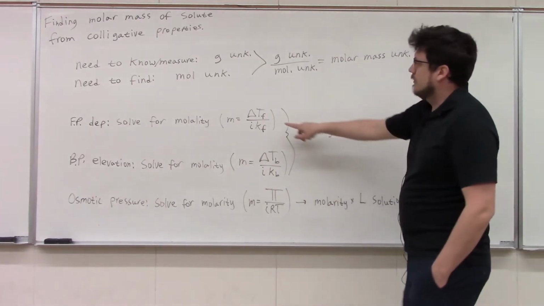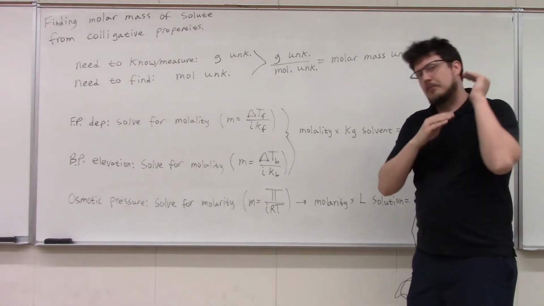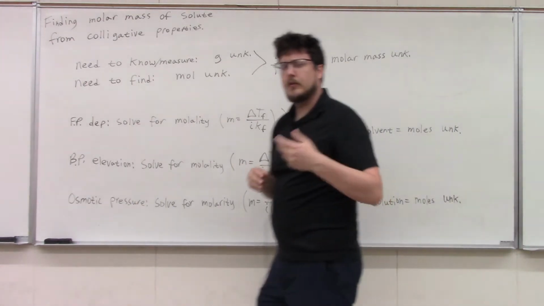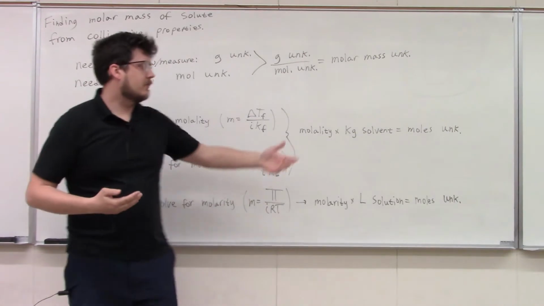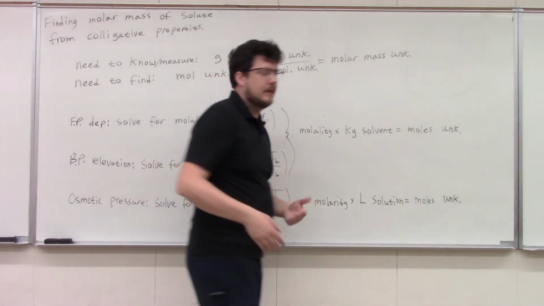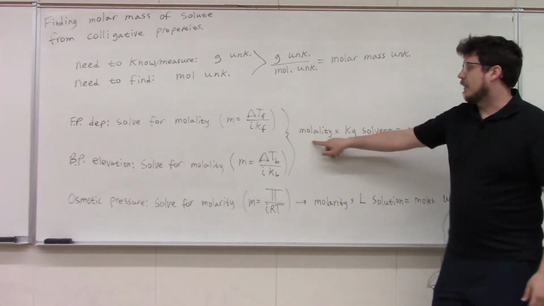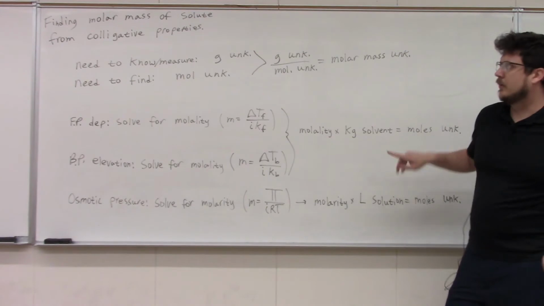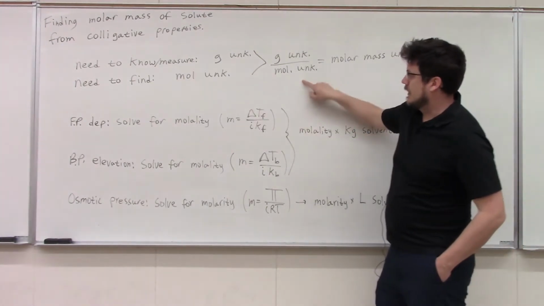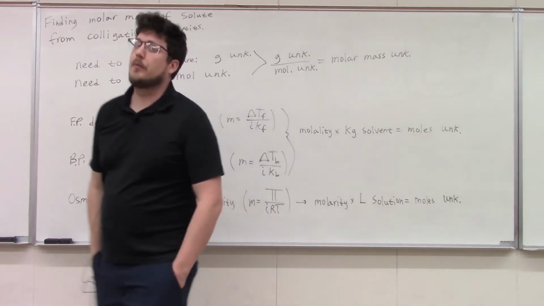Once you have molality, keep in mind that if we multiply that by kilograms of solvent, because molality is moles of solute over kilograms of solvent, well, we measure out how much solvent we work with. Maybe it's 500 grams or maybe it's 2 kilograms. Who knows? Again, it's something we'd measure out, so it has to be given to you. You multiply it out, you get moles of unknown. Boom, and you calculate. Now it's a little different for osmotic pressure because we're working with molarity.